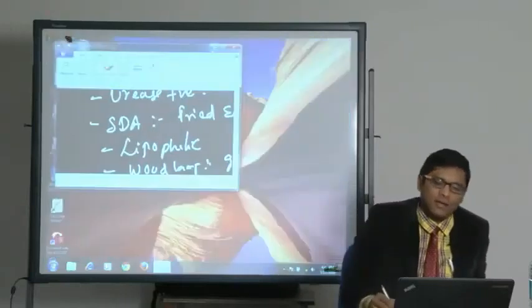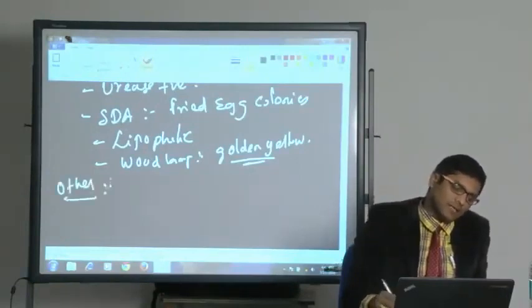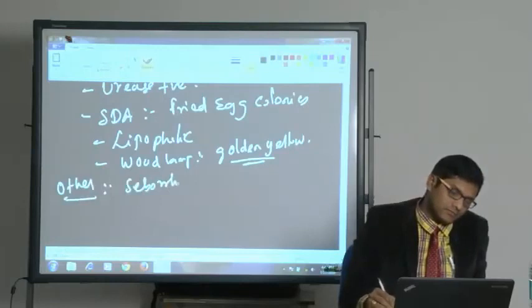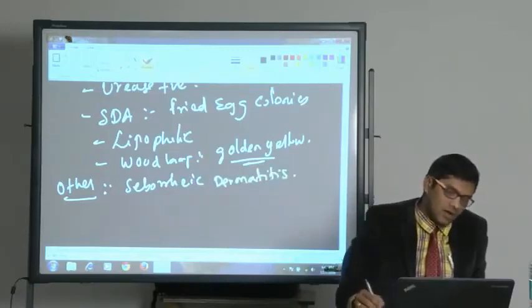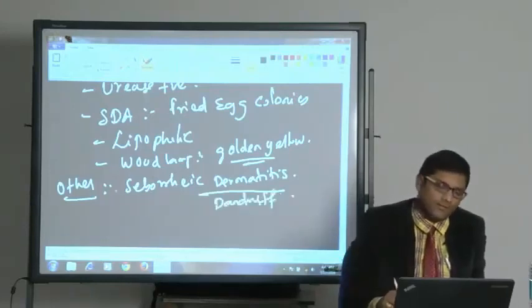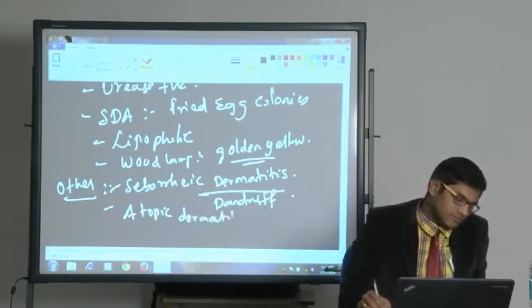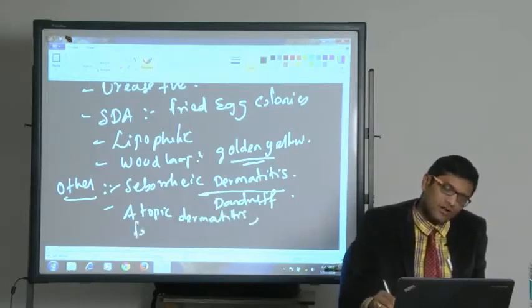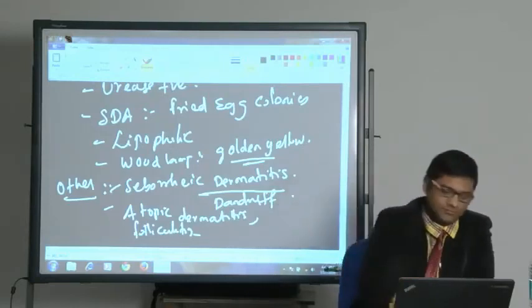Apart from Tinea versicolor, Malassezia furfur can cause other manifestations like seborrheic dermatitis. Seborrheic dermatitis is nothing but dandruff. In the local language, it is called dandruff, which we all have in day-to-day practice. Apart from that, atopic dermatitis, folliculitis, all these are the other manifestations produced by Malassezia furfur. Okay.